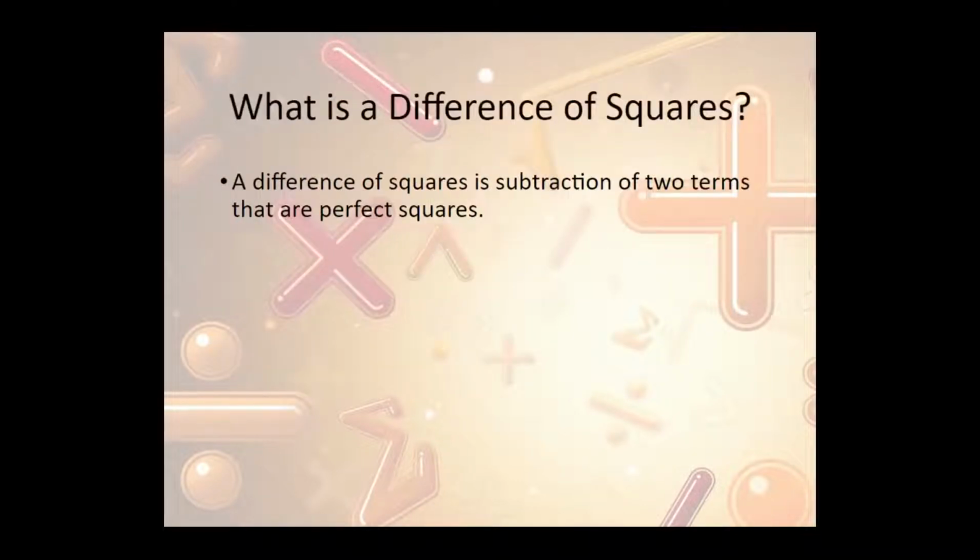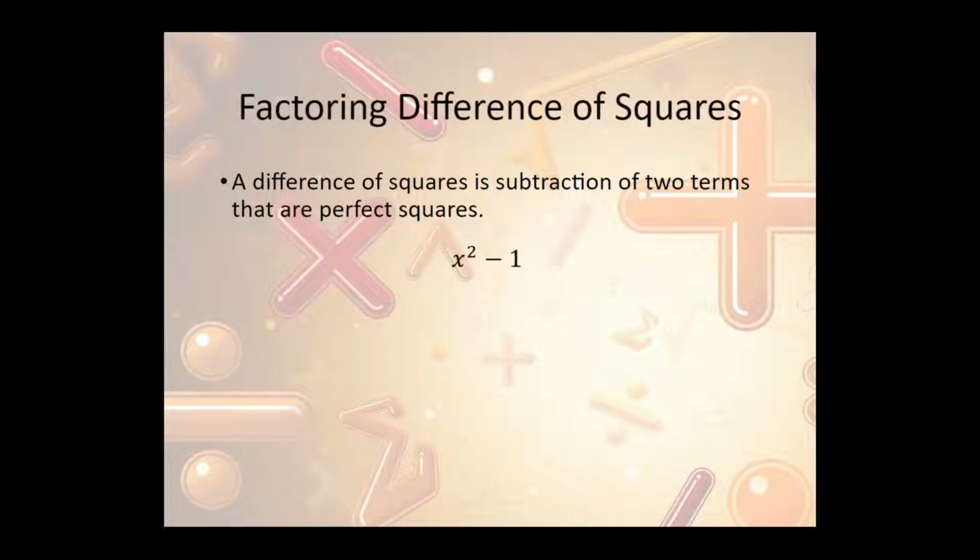So what is a difference of squares? A difference of squares is subtraction of two terms that are perfect squares. For instance, x squared minus 1. So remember, difference means subtraction, so it's got to be subtraction. And each of these numbers needs to be a perfect square. Well, we know that x squared is the quantity x to the second power, and 1 is just 1 squared. So this is a difference of squares.